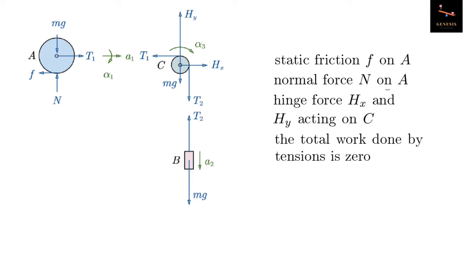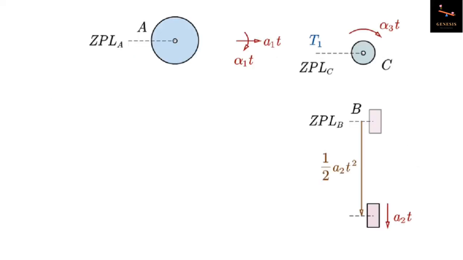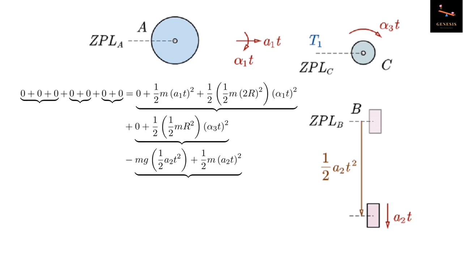Now we take the system as A plus B plus C plus Earth. Now the external forces do no work and there are no internal non-conservative forces in the system. Hence, mechanical energy of the system is conserved. Take zero potential level for gravitational potential energy of A at the level of its center. Take the zero potential level for the pulley C at the level of its center and that for block B at its initial level. So we now conserve mechanical energy.